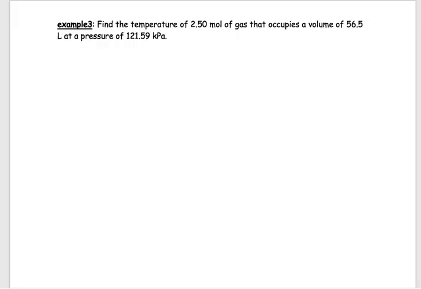Okay, so here's example 3. We have to find the temperature of 2.5 moles of a gas that occupies a volume of 56.5 liters at a pressure of 121.59. Okay, so let's write that all down. So we know the amount. Hopefully you're at the point where you can recognize from the unit what it is. So that's n. This one's liters, so that's volume. This one's kilopascals, so that's pressure. Okay, and then write them all down.